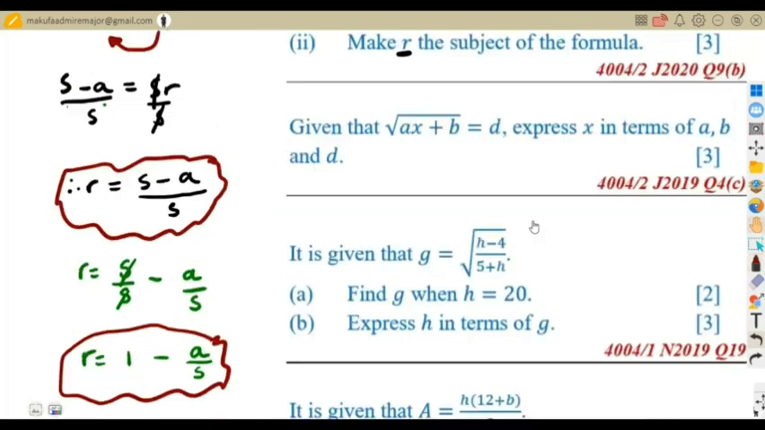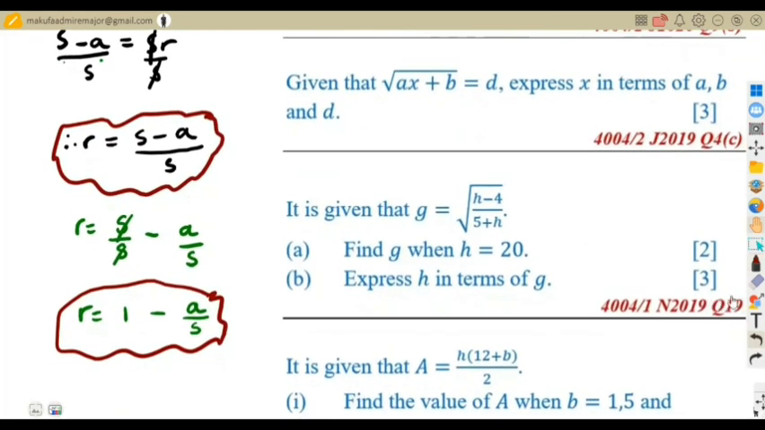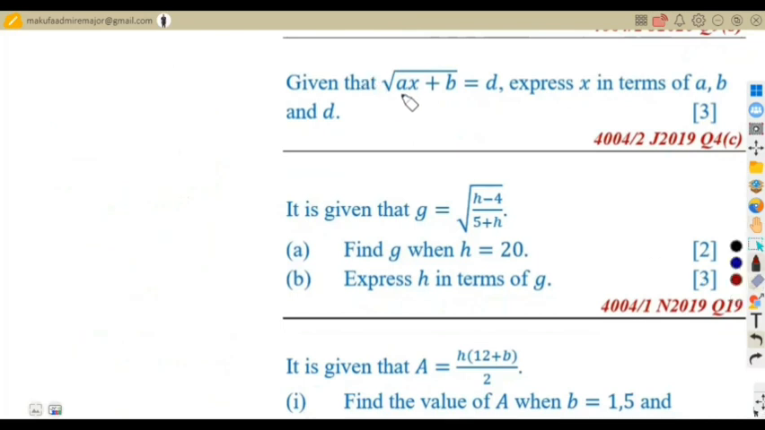So that was our first part of the question. Let us check the other part, whereby we are given the square root of ax plus b equal to d. Express x in terms of a, b, and d. All right, express x in terms of, that is, make x the subject of the formula. So given the square root of ax plus b, which is equal to d, what you have to ask yourself is, I have a square root. So how am I going to remove the square root? The opposite of the square root is the square. So you square both sides whenever you are given a square root. You square both sides to remove the square root.